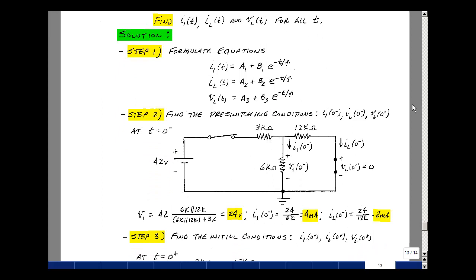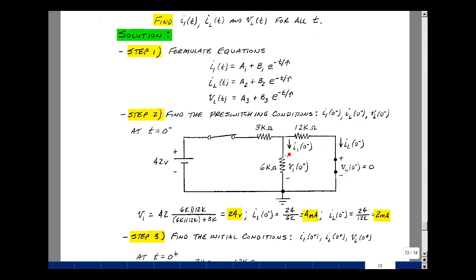Step 2 is to find the pre-switching conditions of our variables I1, I sub L, and V sub L at time t equals 0 minus. Whether we're solving for this or not, we have to solve for the inductor current, because that's the one thing that can't jump instantaneously. Prior to the switch opening, the switch has been closed for a long time, and an inductor looks like a short circuit if it's in a DC circuit for a long time.